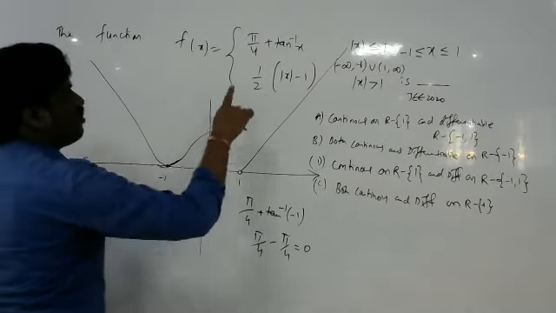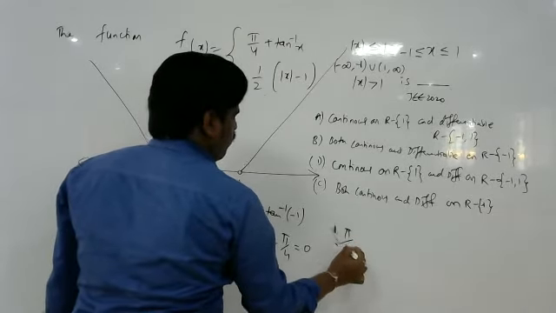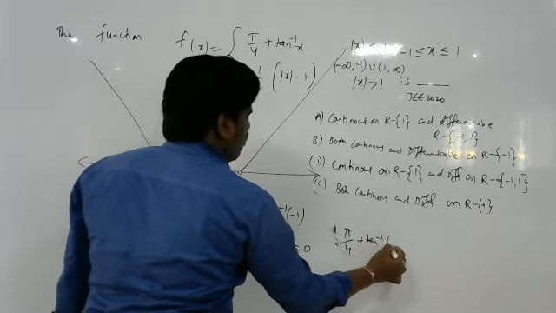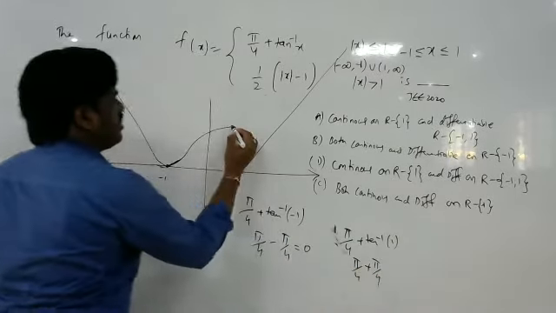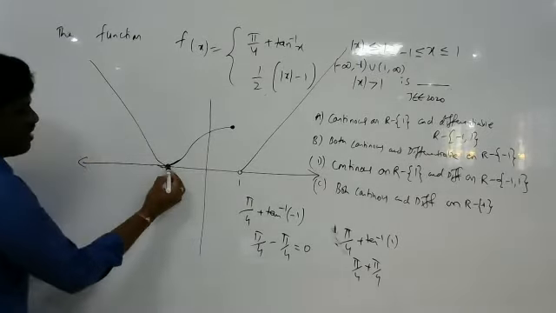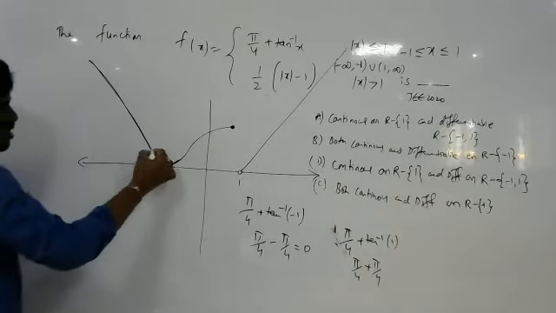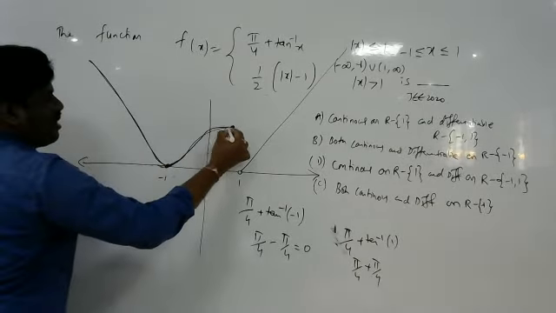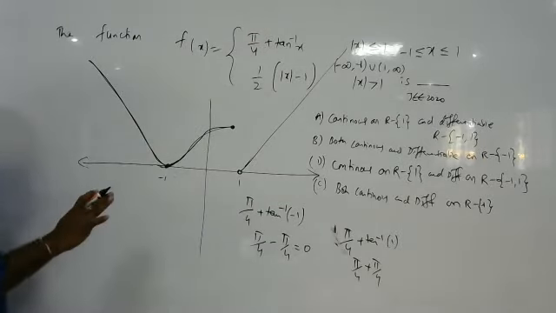And at 1, what is it? 1 by 2, and pi by 4 plus tan inverse of 1. That is pi by 4 plus pi by 4. So at 1, this is the answer, and at minus 1, the answer is this. So the graph is coming in this way and going in this way and coming here. So this is the graph.